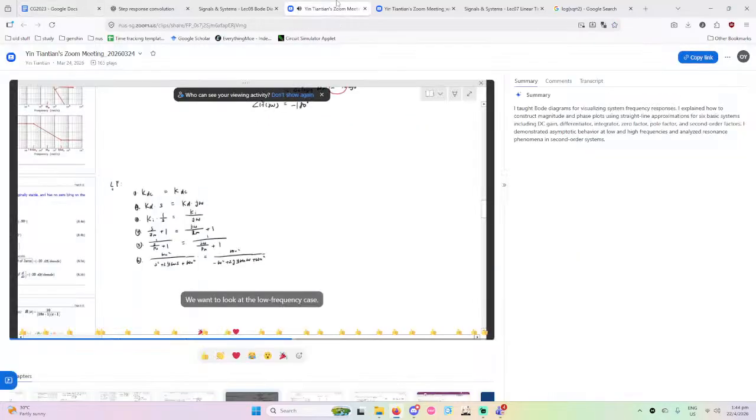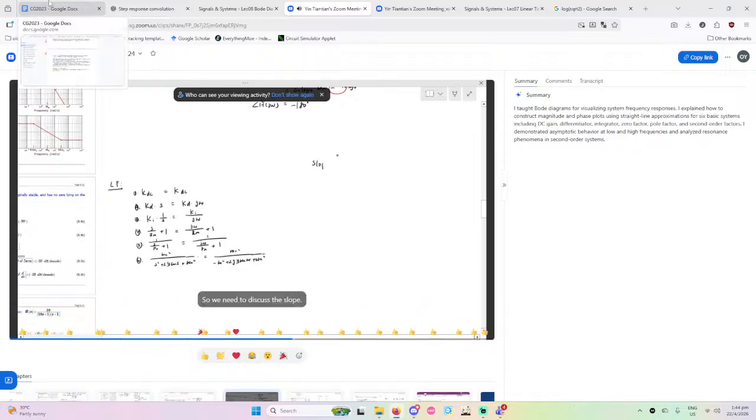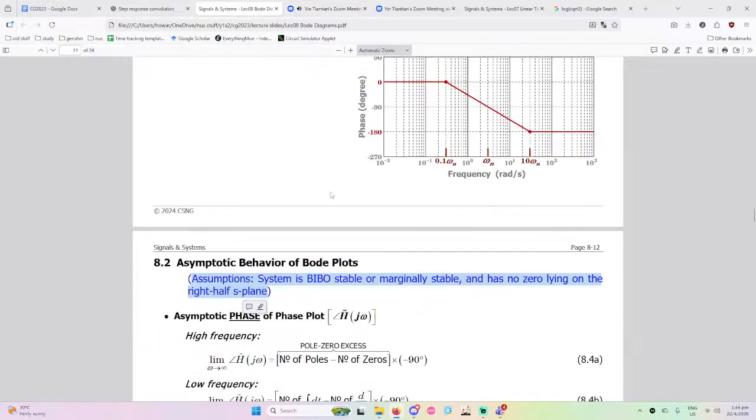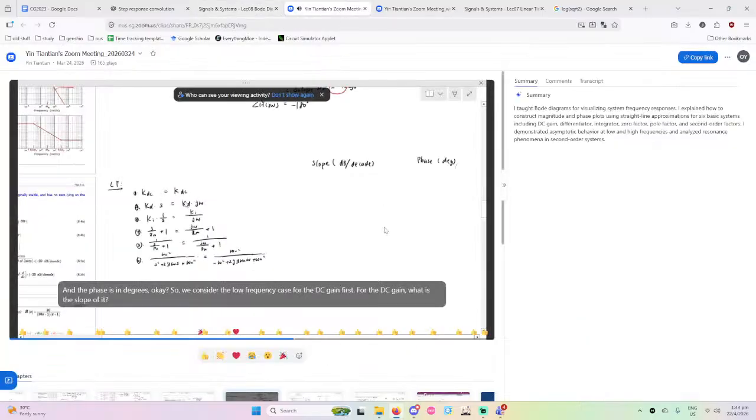We want to look at the low frequency case. So we need to discuss the slope as well as the phase. The slope is in dB per decade, and the phase is in degrees. Okay, so we consider the low frequency case for the DC gain first.